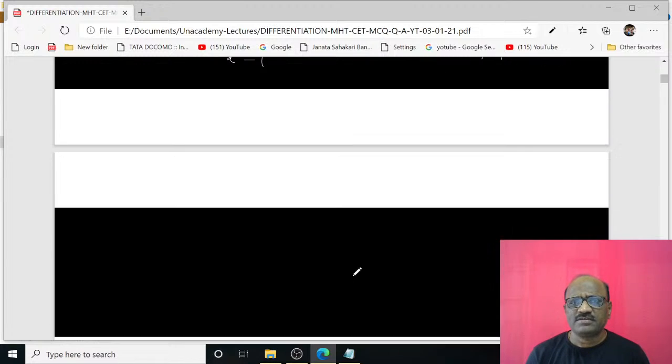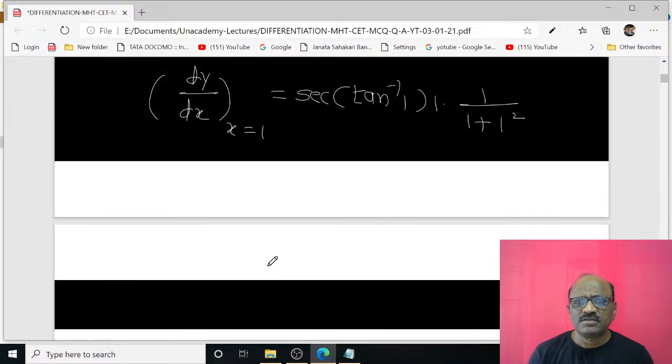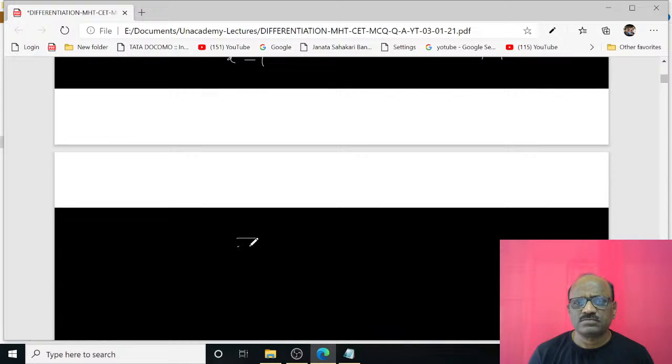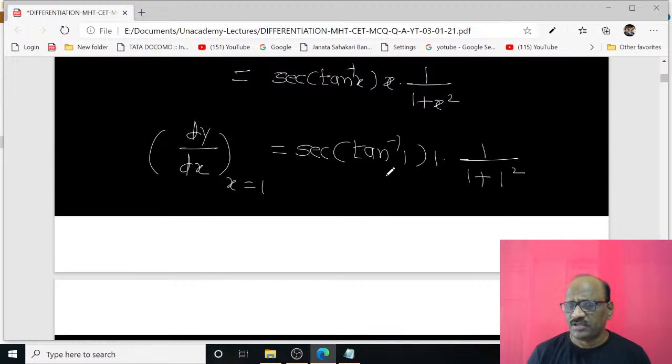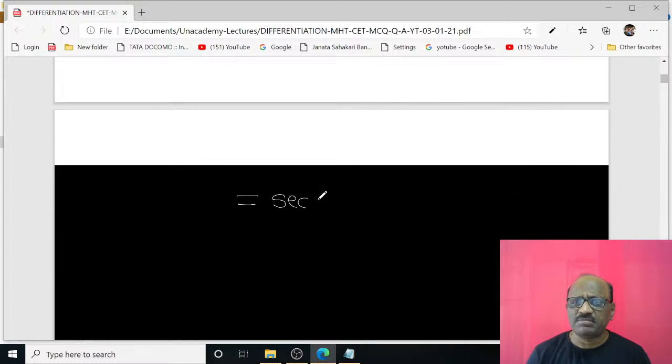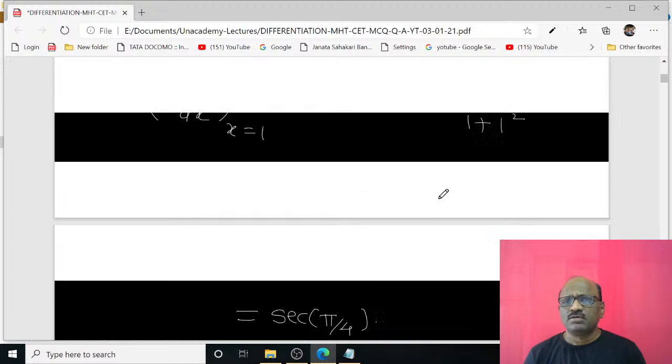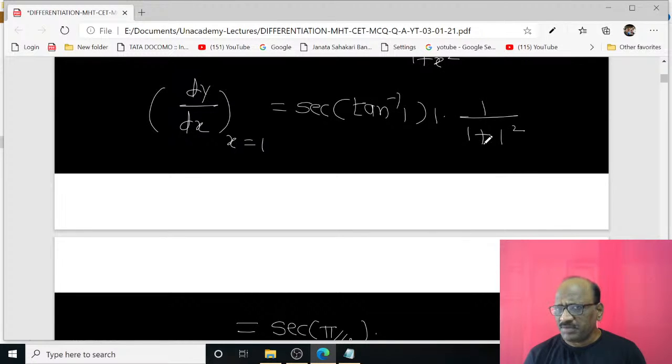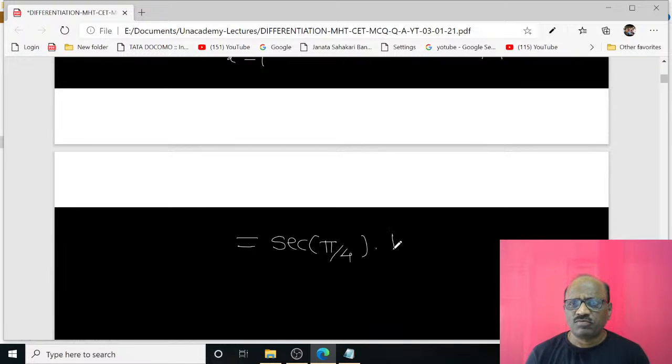Therefore I will write here sec of tan inverse of, what is the value of tan inverse of 1? It's pi by 4. Therefore I will write here pi by 4 into 1 upon 1 plus 1 square. 1 square means 1. Therefore 1 upon 1 plus 1, you will get 1 upon 2.